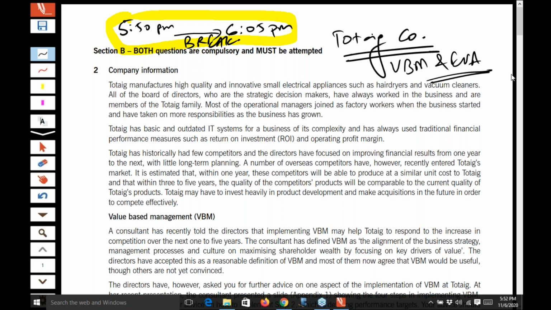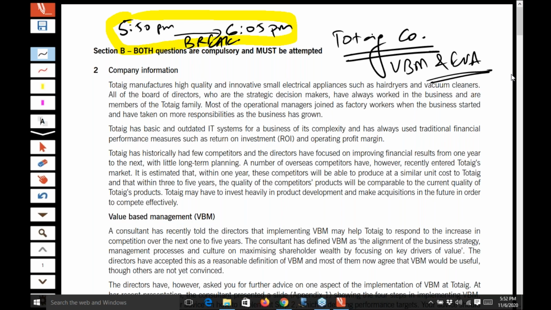So the first requirement is to advise the directors on the implementation of step two of EVM as requested. The second is to evaluate both whether Totac has created value and the difficulties of using EVA as a performance indicator. It says evaluate whether Totac has created value, so you would have to calculate the EVA, and the difficulties of using EVA, so you would have to identify the problems or limitations of using EVA as a performance measure. So there are two things that you have to do.